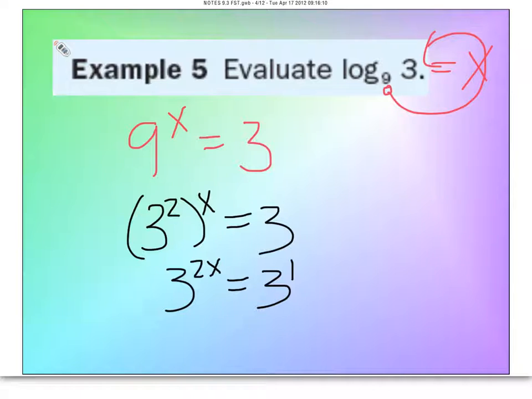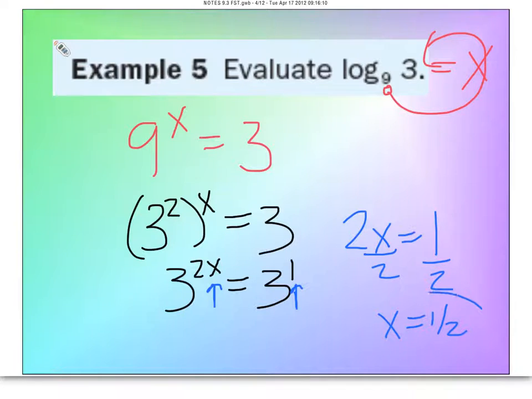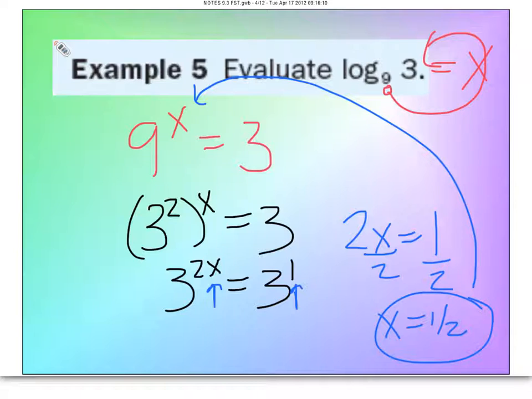Here's all you have to do. Take these two values and set them equal to each other. So I'm going to set the exponents equal to each other. I'm going to divide by 2. Therefore, I know x has to be 1/2. Because the initial question was, what is x? It's not that the value was 2x. So be careful on that one. Double check your answer. 9 to the 1/2 power? Sure, it does equal 3, because that just means take the square root.